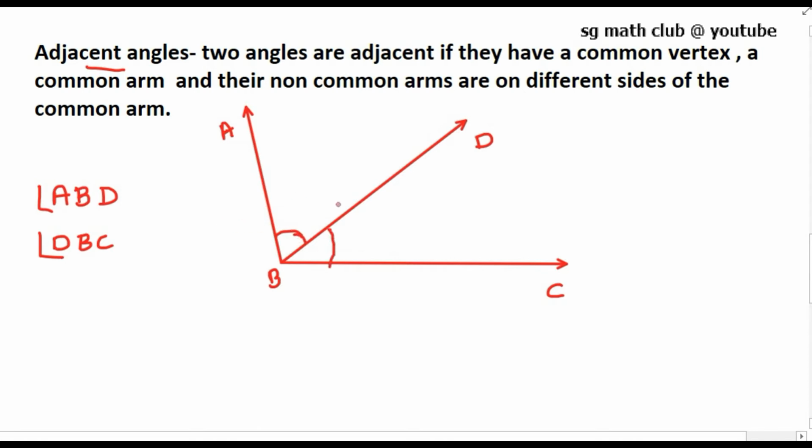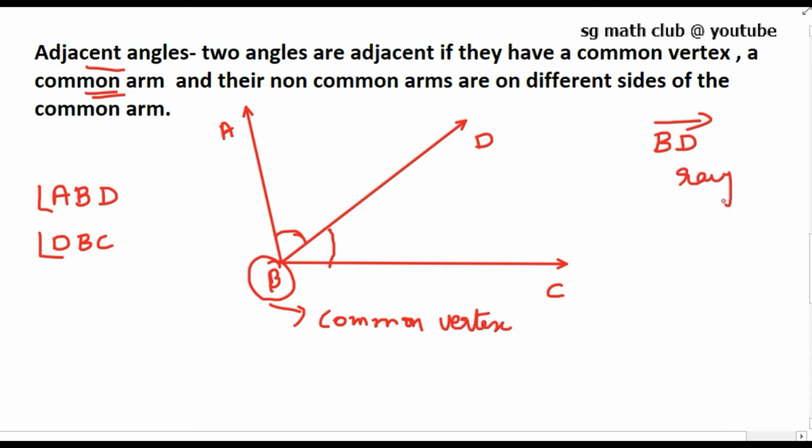Now, which is the common arm for these two angles? You can say that ray BD is the common arm for these two angles. So they have a common arm and also a common vertex. The common vertex is B and the common ray is BD. Now, their non-common arms: which are the non-common arms? Ray AB and ray BC are the non-common arms.